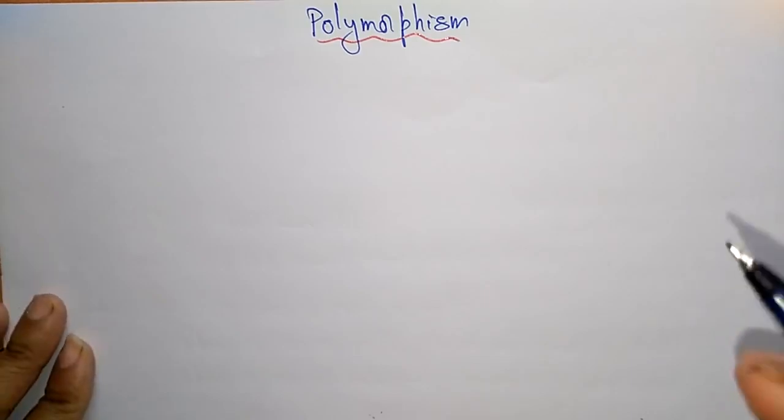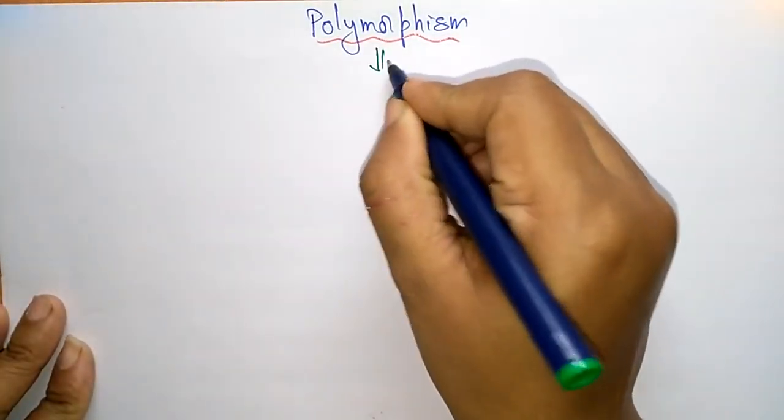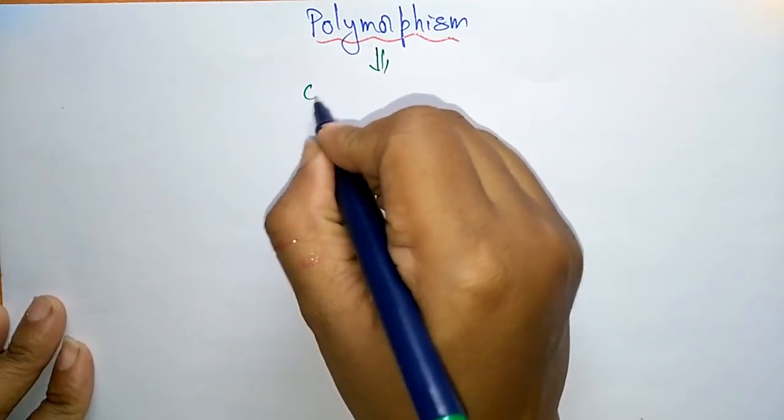Hi students, coming to the next topic, that is polymorphism. This polymorphism is one of the important features of object-oriented programming. So let us see what this polymorphism is. Polymorphism is a combination of two Greek words.